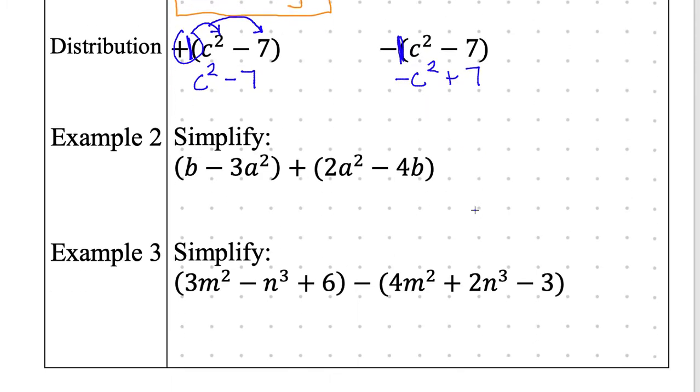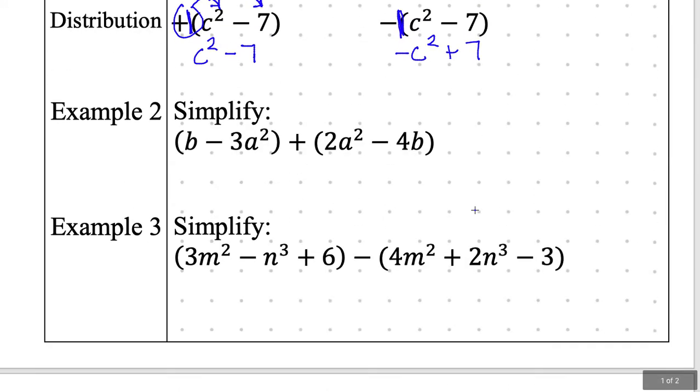So let's try out. I think I have just 2 more examples and we're out of here. Working on homework. Yay. All right, example number 2. What am I going to do? We just did it with distribution. Last line. After you distribute, you drop the parentheses.